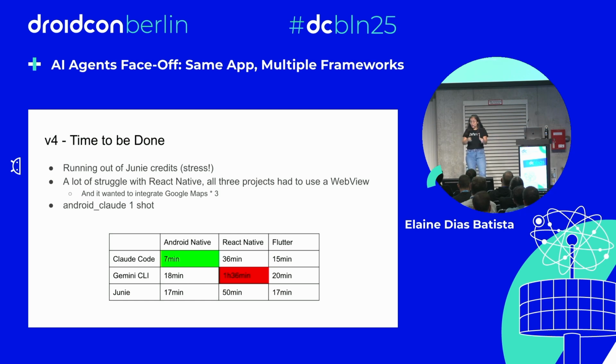And I was running out of credits with Juni because, yes, I don't know how many credits I have, but when I was doing the very last session, the 12th session, there was a little thing that showed me, okay, you only have 9% of your credits remaining. Okay, I cannot screw this, so I was kind of stressed. And it was the React Native one. The very last one, it was this one, where I struggled a lot because it was just not working.